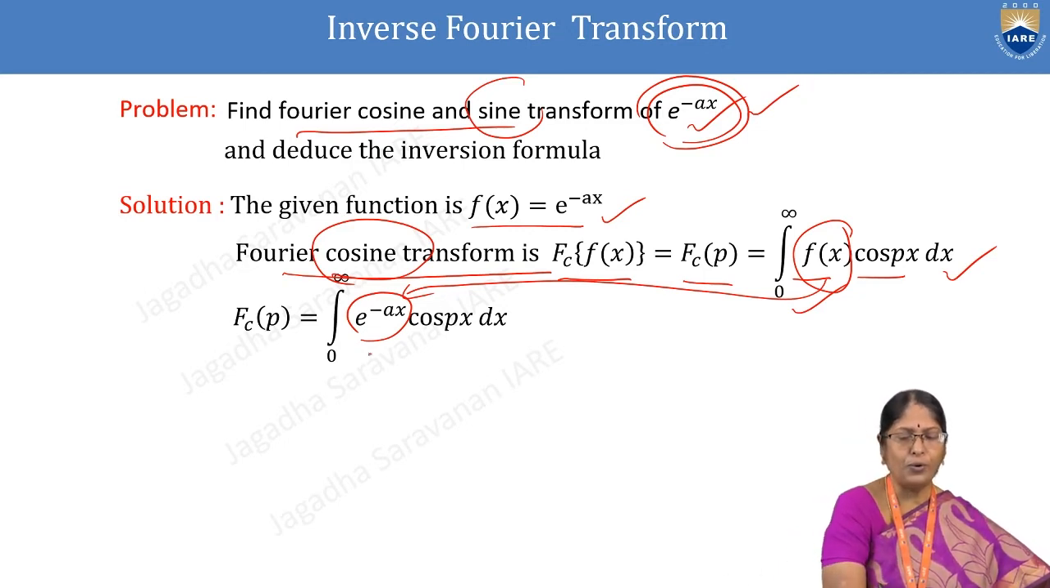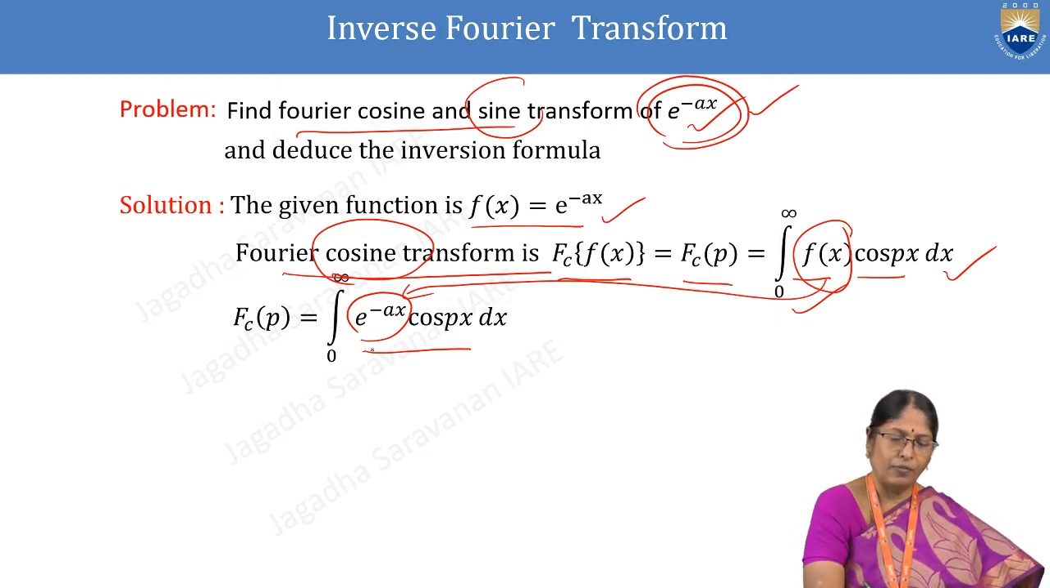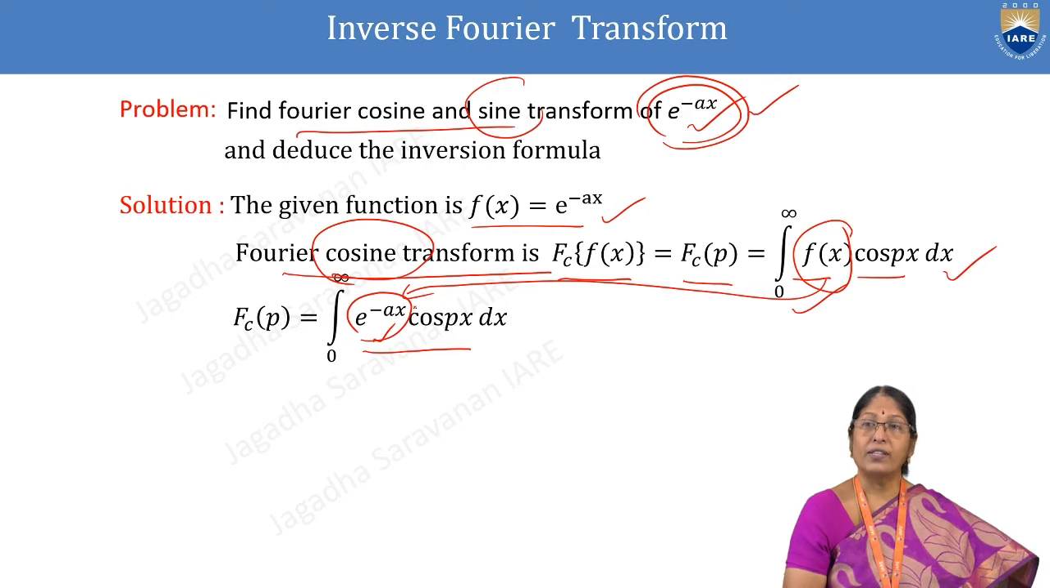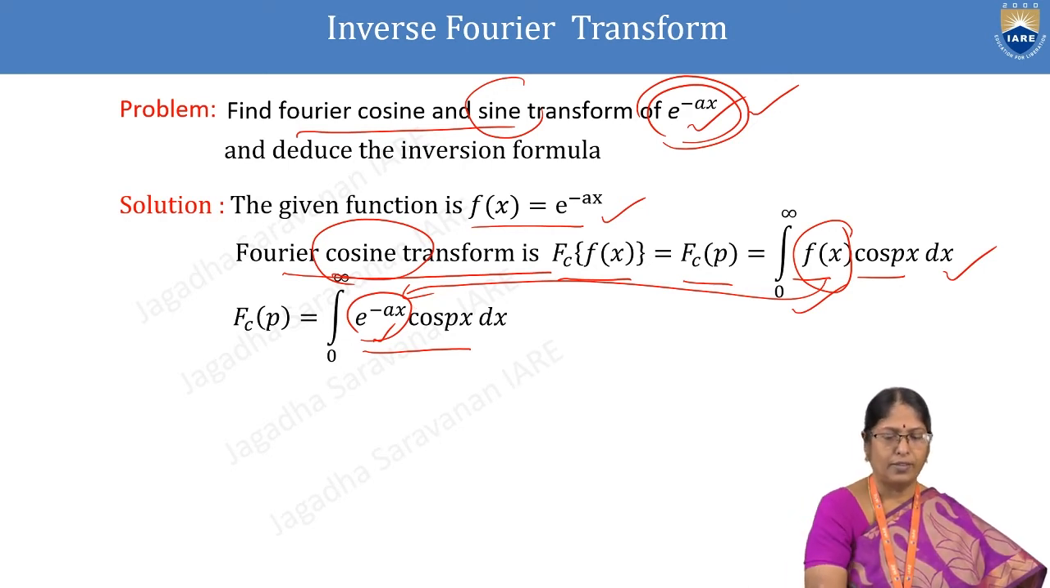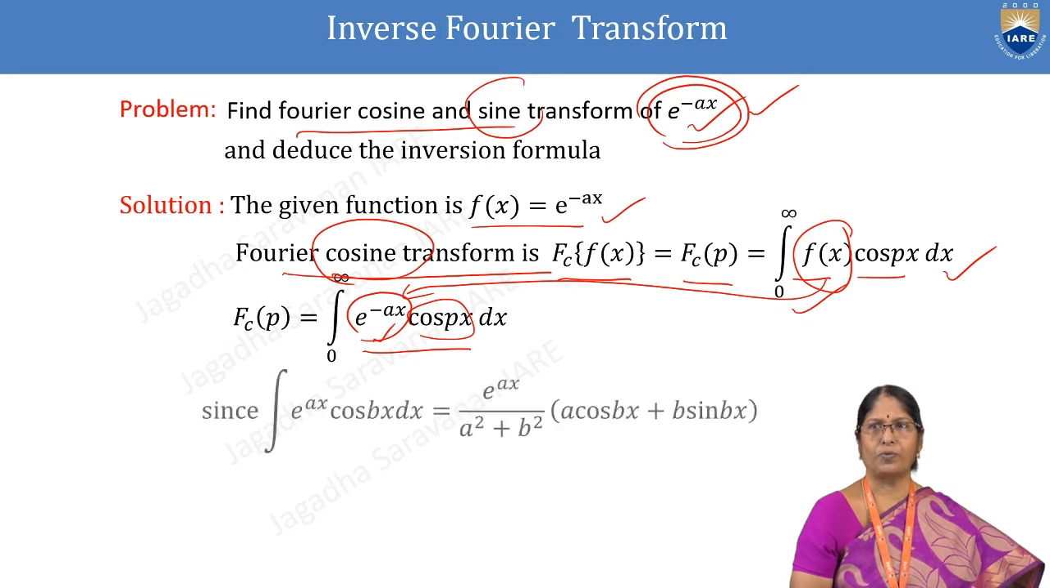Now, we have to do this integration. The first one, e power, is an exponential term. The second one is a trigonometric function. So, one is exponential, one is trigonometric. So, how to do the integration? Instead of doing integration by parts and all, we can apply the available formula for this integration and easily come out with the answer.